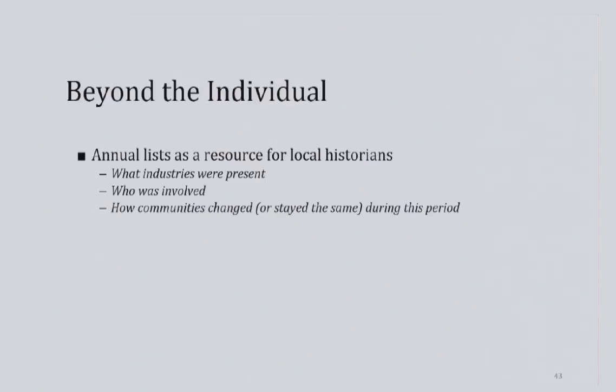So I mentioned earlier how the monthly list could be used for a variety of other historical purposes beyond genealogy, and I'd offer that the annual lists are particularly of value to local historians. By tracking the annual list, one can really get a sense of a town or a city. The list can reveal the rise of certain industries and track who was involved in certain trades. They can tell us how communities changed, or how they didn't, over the course of these 10 years.